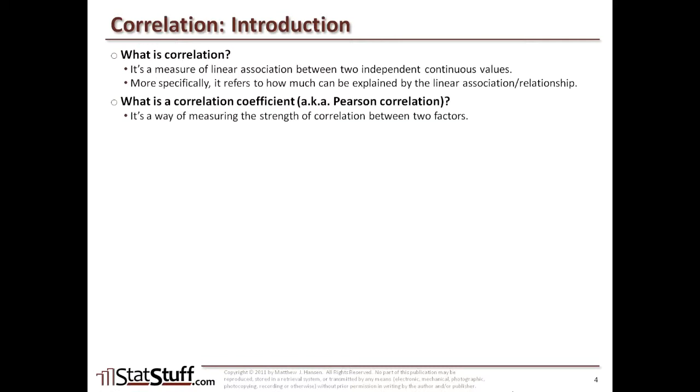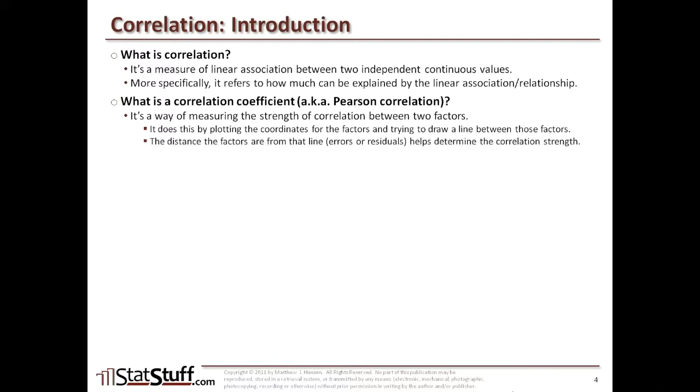Well, that's a way of measuring the strength of the correlation between the two factors, or those two continuous values that you're comparing. So it does this by plotting those coordinates for those factors, and it's trying to draw a line or fit a line between those factors, and how good a line it can draw determines how strong it is.